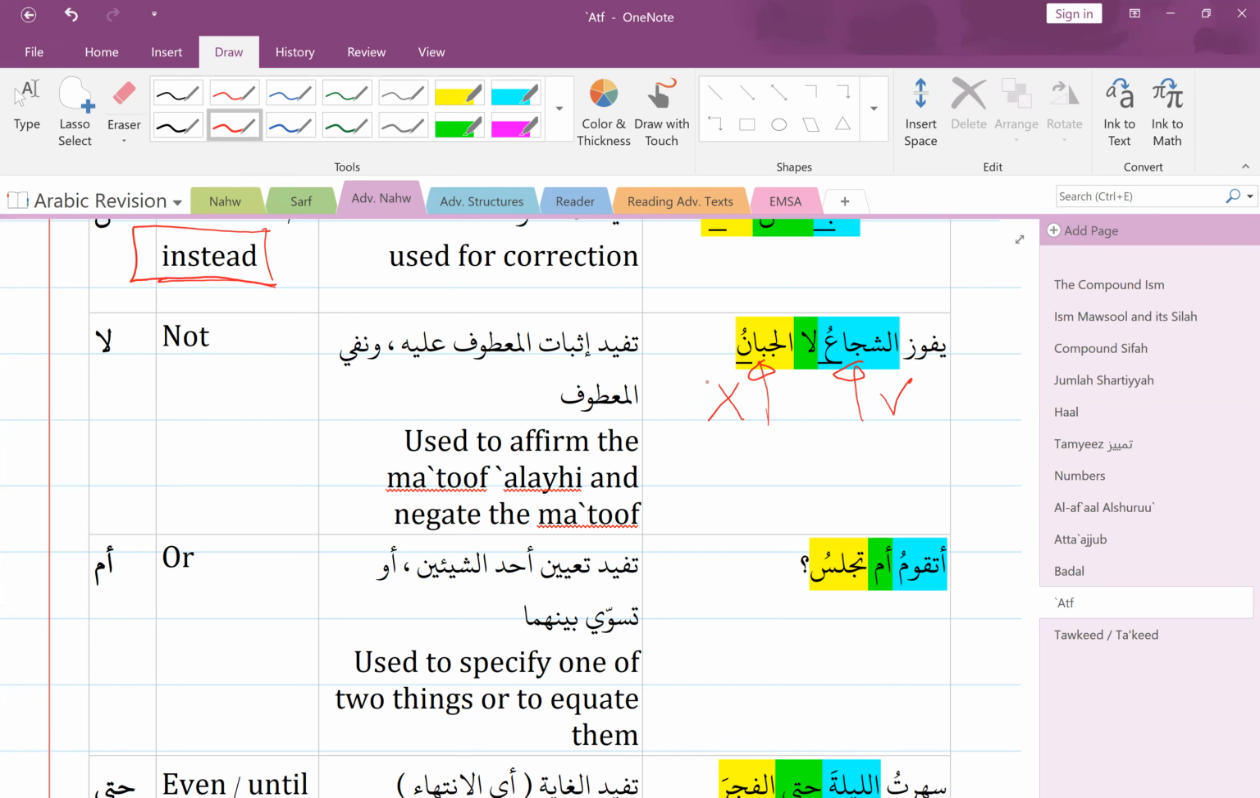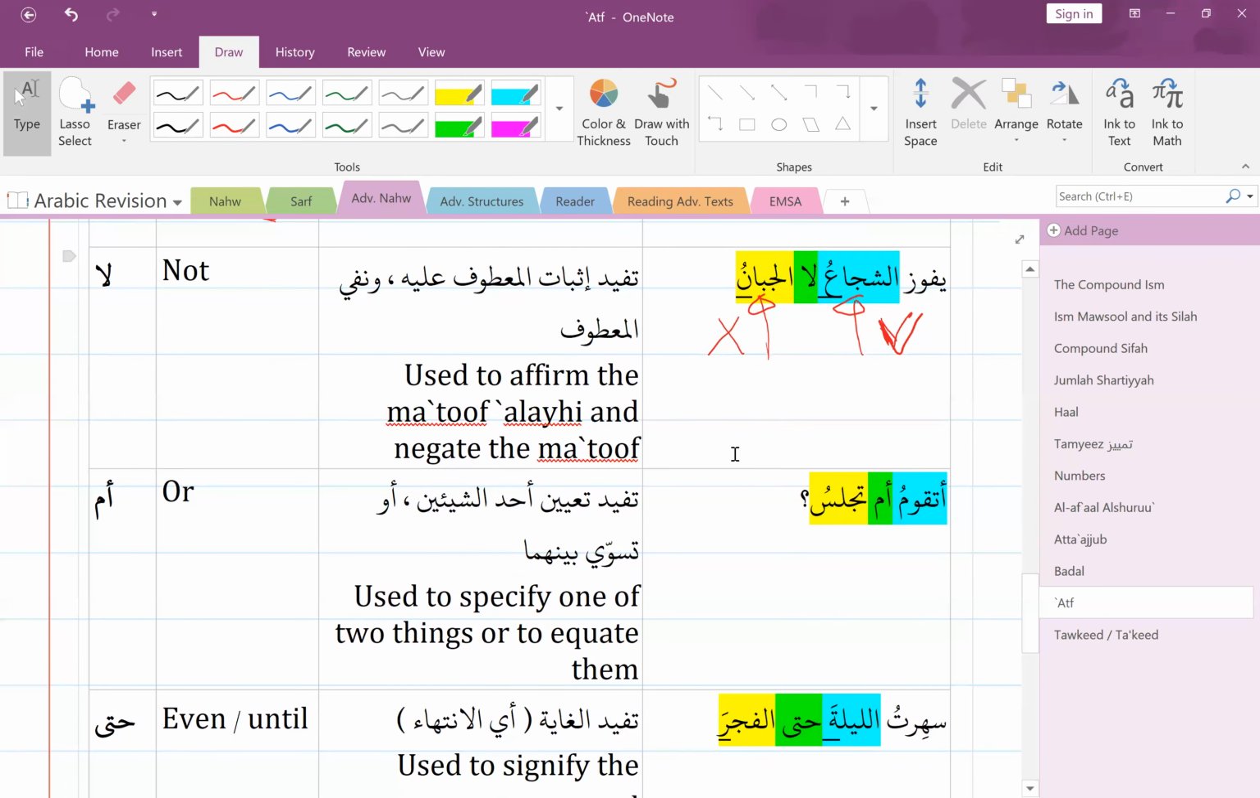So I'm saying that whatever comes after la is the negation part. Whatever comes before is the affirmation part, where we are saying yes. So the before part is yes, the after part is no. It's exactly opposite to bal, how bal works.